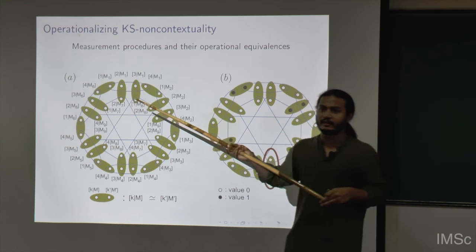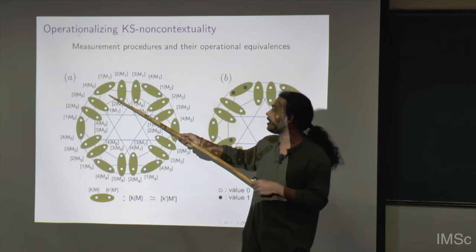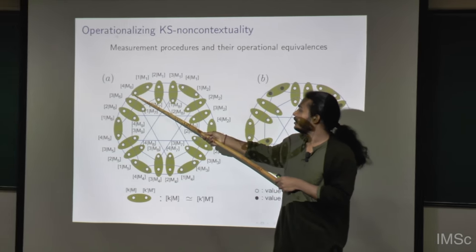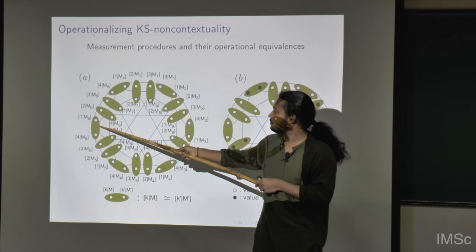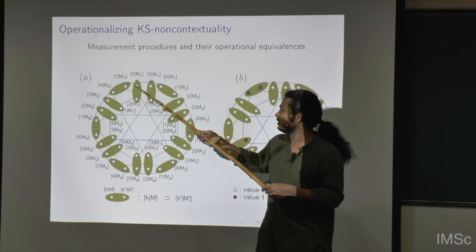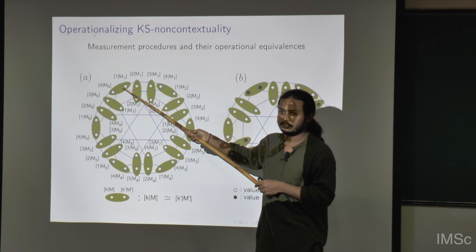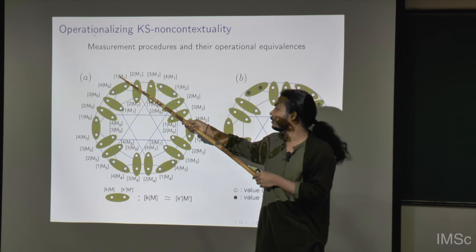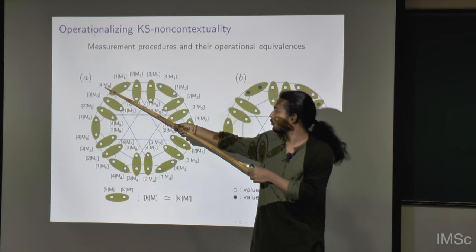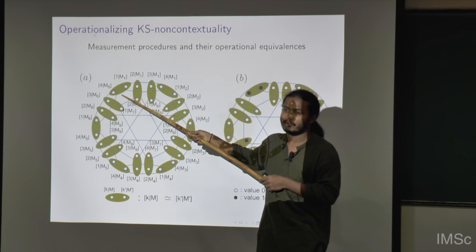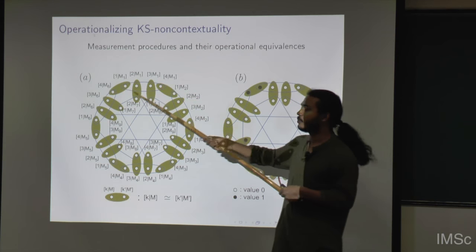Now instead of drawing the shared outcomes, what I'm doing is I'm doubling up every outcome. So I'm saying, this outcome belongs to this basis, and this outcome belongs to this measurement. And I'm saying that these two are operationally equivalent. So I'm just labeling this by outcome 1 of measurement M1. This is outcome 4 of measurement M6. So these two are operationally equivalent. In quantum theory, that's true because they are the same projector.